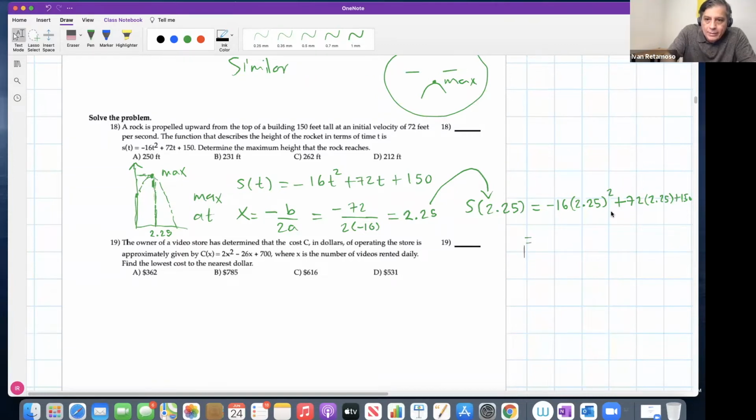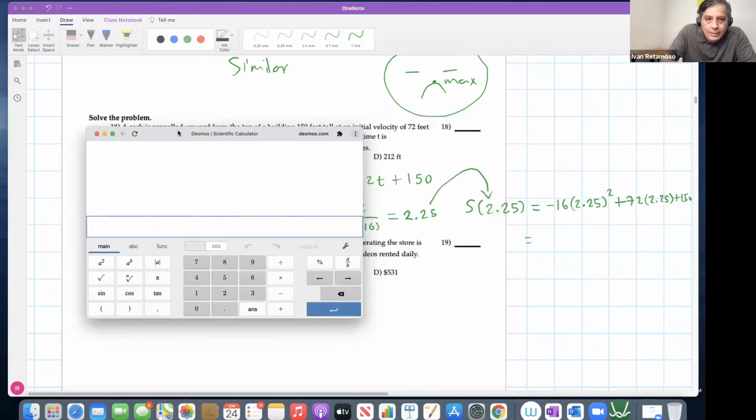Let's compute this together, right? Get your scientific calculator, the one that you're using, or use our Desmos scientific calculator. Strongly recommend you to do that. It's free. Negative 16 times 2.25 squared plus 72 times 2.25 plus 150, right?